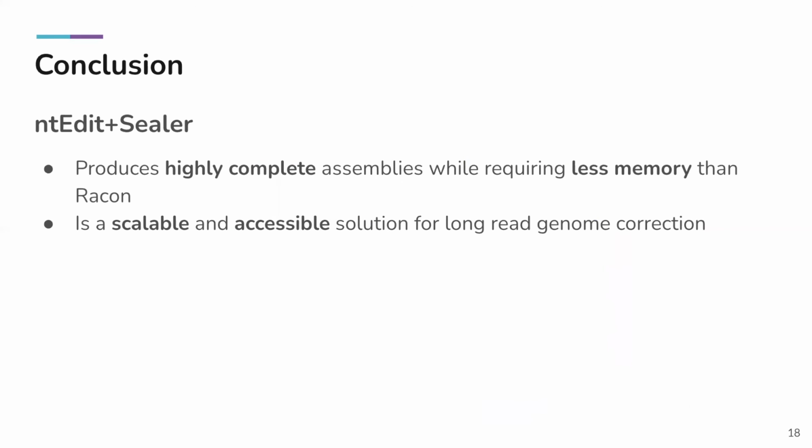In conclusion, the ntEdit and Sealer protocol produces highly complete and accurate assemblies while requiring significantly less memory than RACON. This makes it a scalable and accessible solution for the targeted resolution of errors in long-read assemblies.